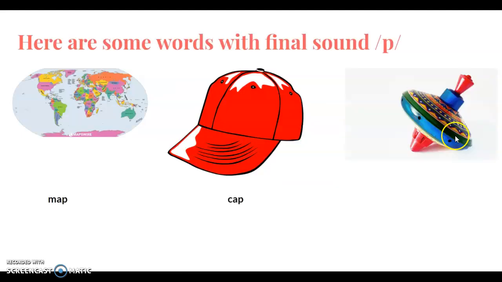And I thought I had the word for this, but this is a top. You might have seen it in last week's video for beginning sound T, but we are talking about this picture because it has the ending sound or final sound P, spelled T-O-P, top.